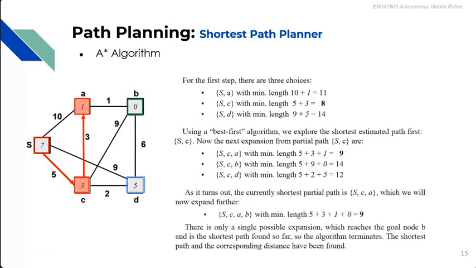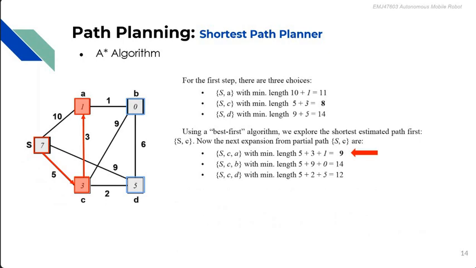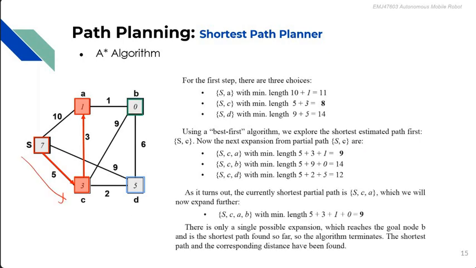So now, A is the lowest. You have selected this one, and you have selected this one, right? This is the red one. So now from A, you can only go to B. So the only option is S to C to A to B. So 5 plus 3 plus 1 plus 0, you get 9. And 9 there is already the shortest distance from S to B, because you don't need to calculate any other direction because you already get the shortest there.